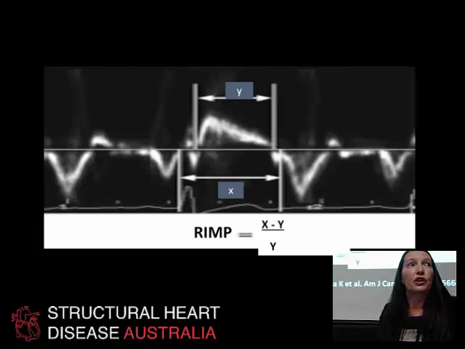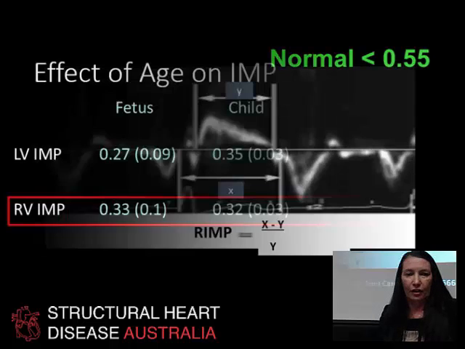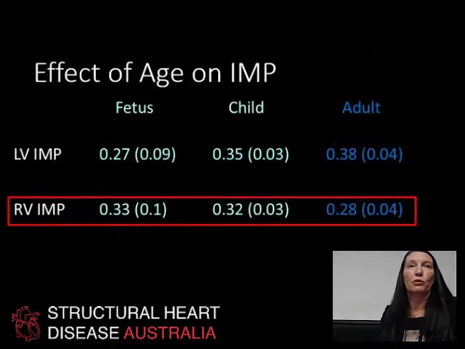You can do it on the tissue Doppler, and this has a higher range because it's much more sensitive and accurate, and the normal range for this method, where you measure the same intervals essentially but with tissue Doppler, is less than 0.55. And these are the normal ranges for the RV IMP for babies, children and adults.